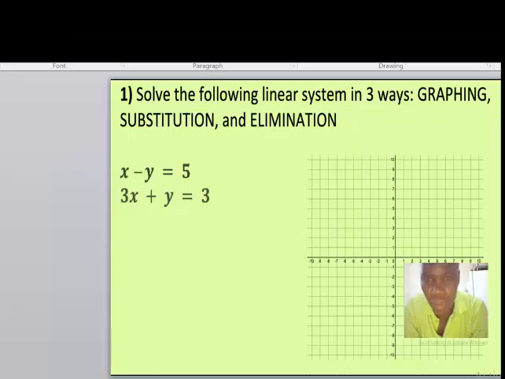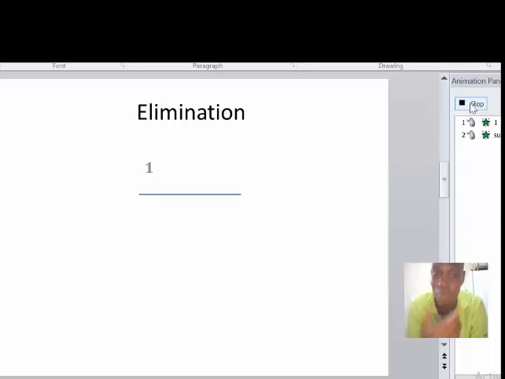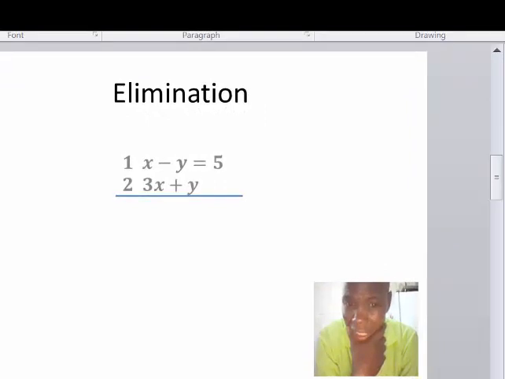Okay, now we are going to solve the linear system using the method of elimination. As we start solving with the method of elimination, we look at two equations. First equation is x minus y is equals to 5. And then you have your second equation, which is what? Equation 2 is 3x plus y is equals to 3.